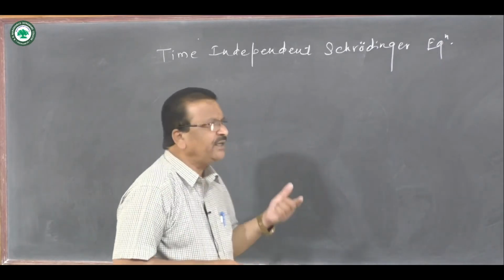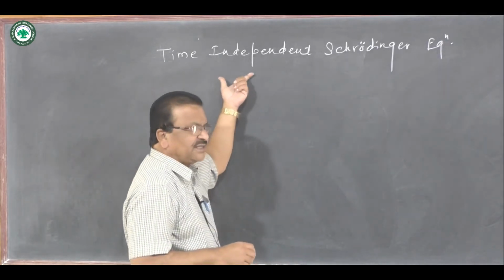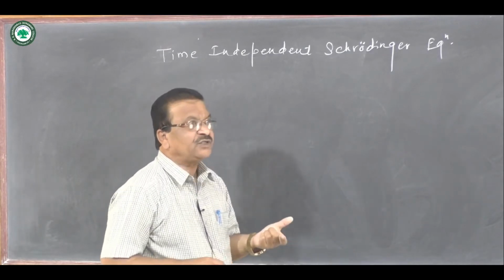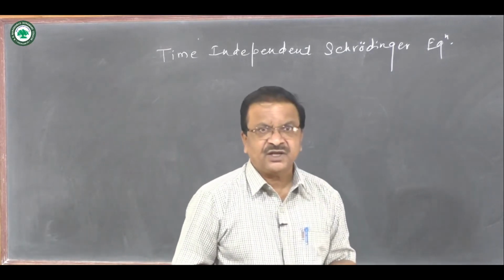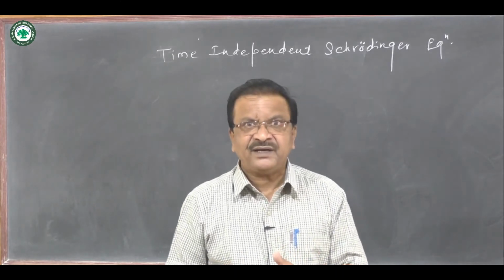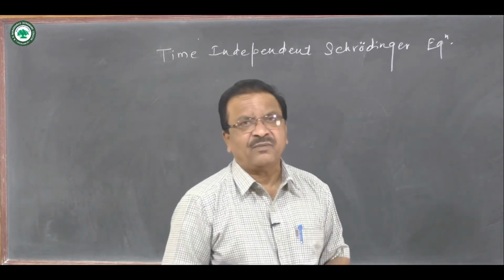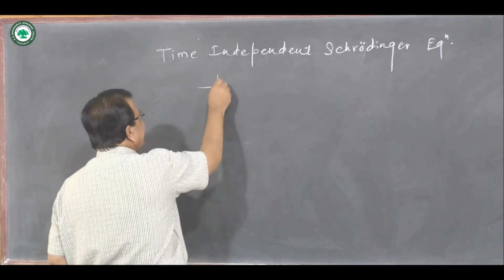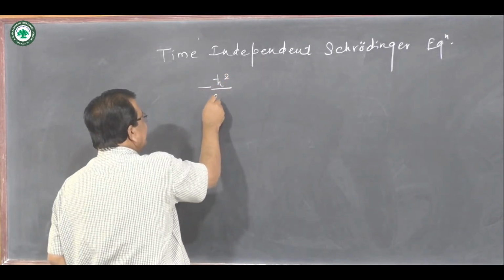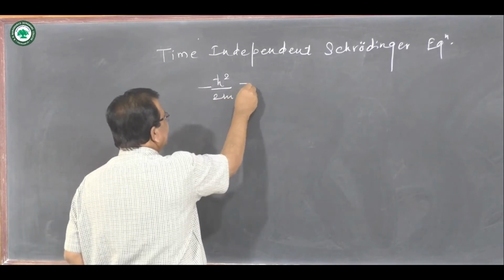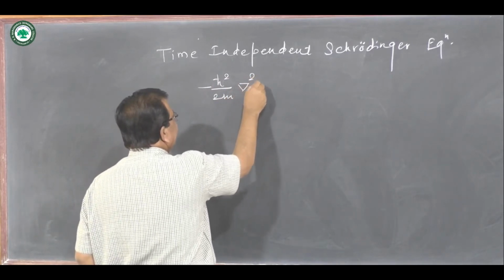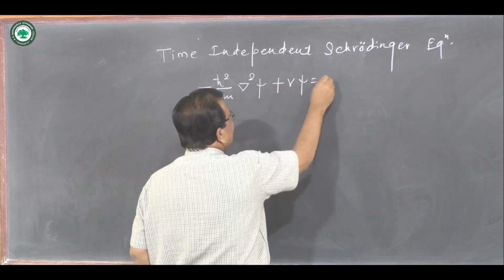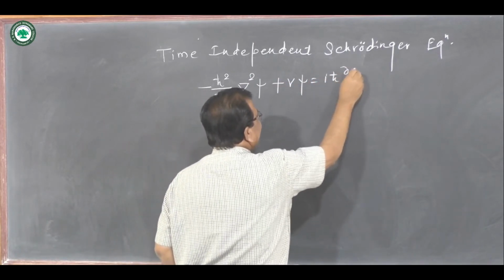The starting point of the derivation of this equation is the time dependent Schrodinger equation in 3 dimensions. So we derive the time independent form from the time dependent form. Our starting point is Schrodinger's time dependent wave equation in 3 dimensions: minus h cross square upon 2m del square psi plus V psi equal to i h cross dabba psi by dabba t.